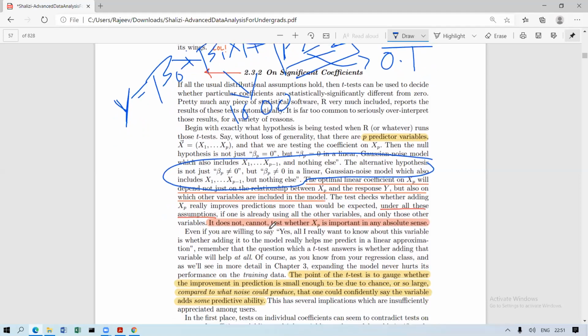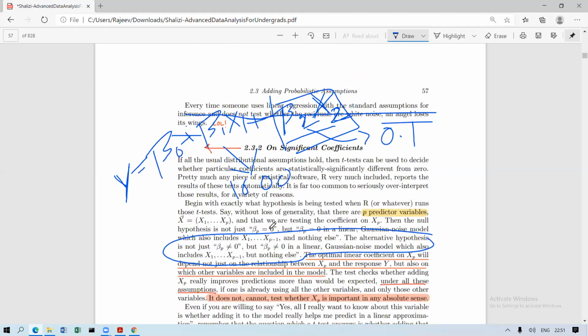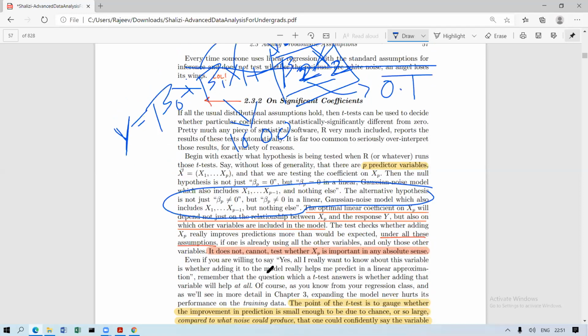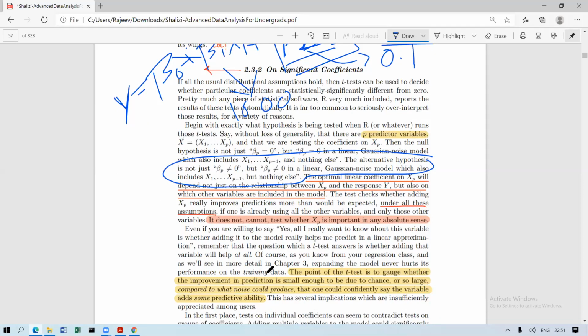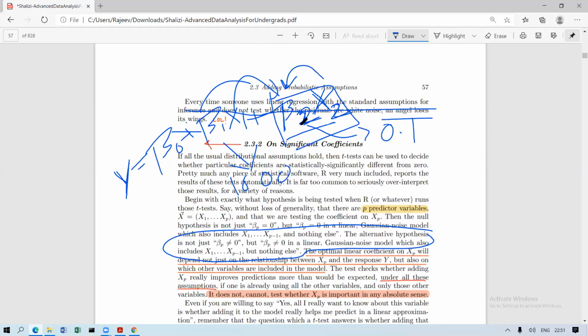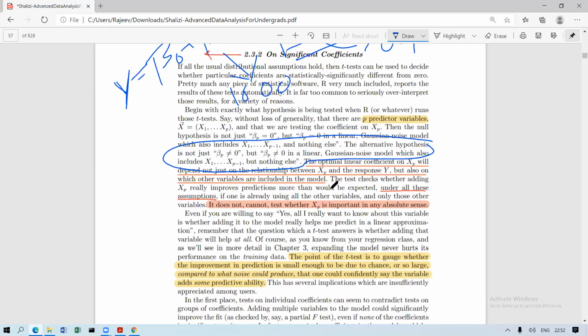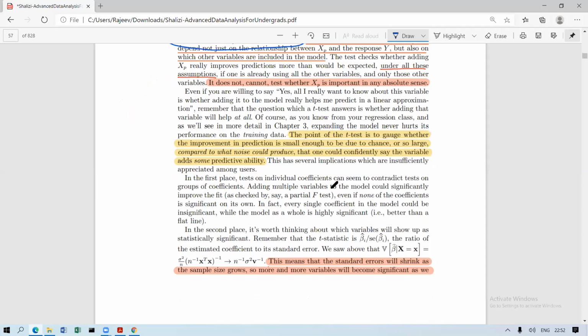So that's what he's saying. This beta 2 is not just dependent upon x2, but beta 2 is also dependent upon x1 and all the other xi's. So even though the value of beta 2 is small, it doesn't mean that x2 has less contribution, because all the x's determine the value of beta 2. So that's what he's mainly saying here.